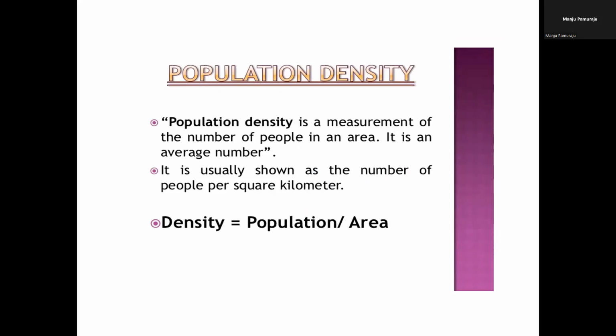So the next characteristic of the population is the population density. Population density is the measure of the number of people in an area. It is an average number, usually shown as the number of people per square kilometer, that is the number of people present in a particular area. So density means population per area.